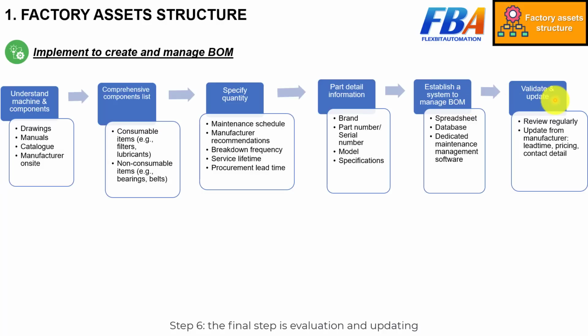And step 6, the final step, is evaluation and updating. The equipment structure will change, it cannot be fixed. Some possible changes are: changing the equipment because the new equipment is more optimal, or we upgrade and expand the system and add new machines to increase the capacity. And to manage this change, we need to do it consistently and sustainably.